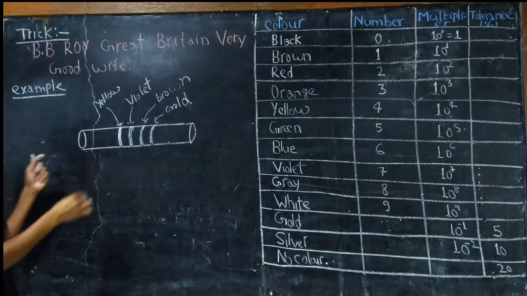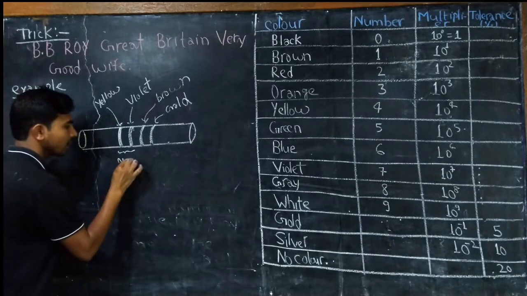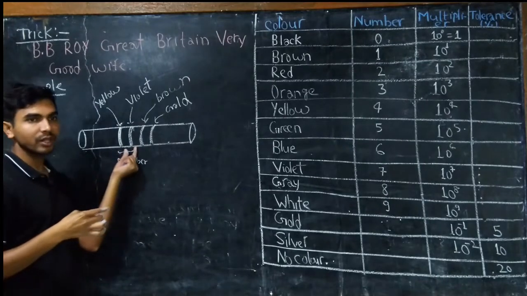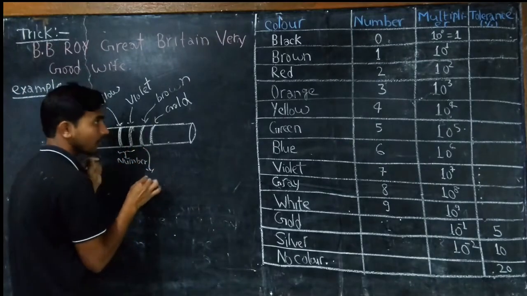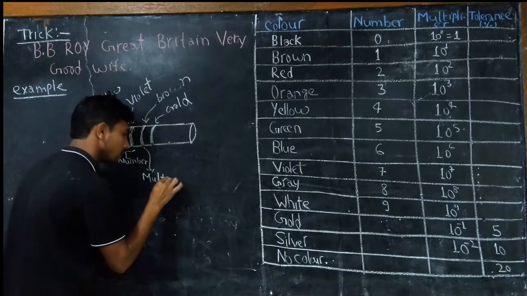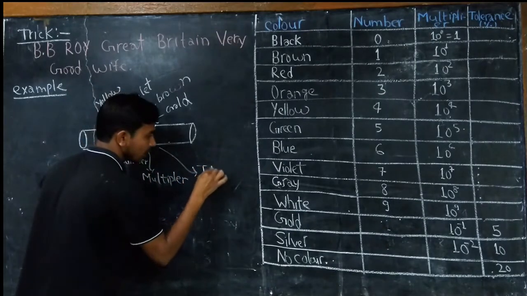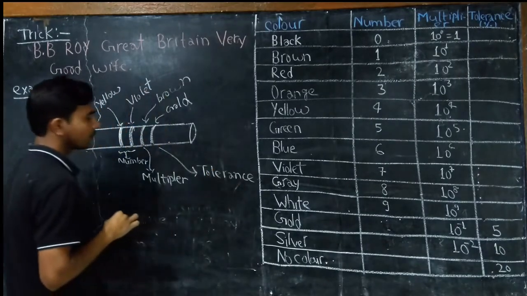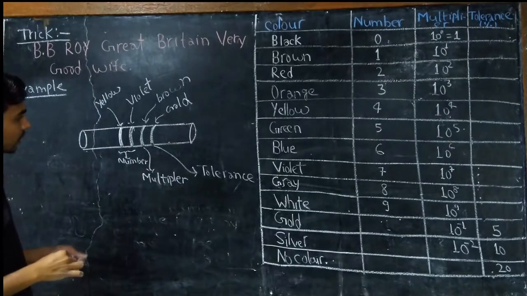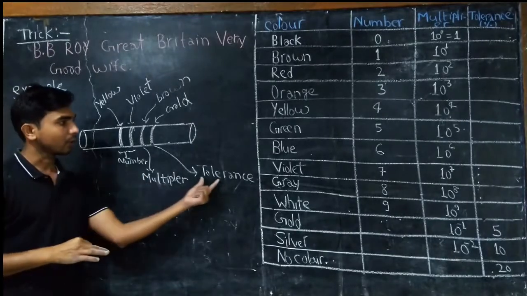See, the first two colors will represent the number. The third color will represent the multiplier, and the last color will represent tolerance. So the first two colors represent the number, then the multiplier and tolerance.